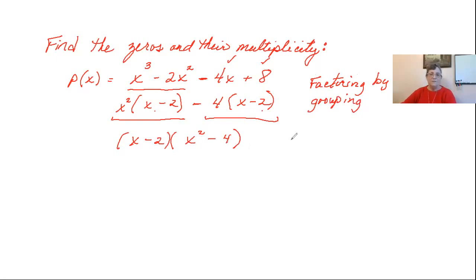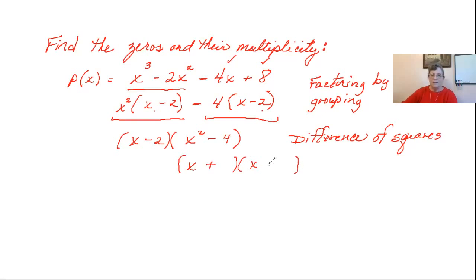This one is a difference of squares. The x squared minus 4. Anytime you have a square minus a square, that will factor as the square root of the first one, and then a plus and a minus, and the square root of the second one. Bring down this other one.